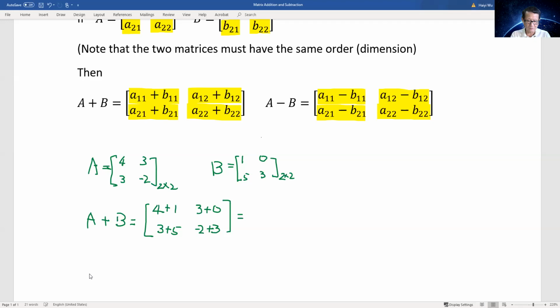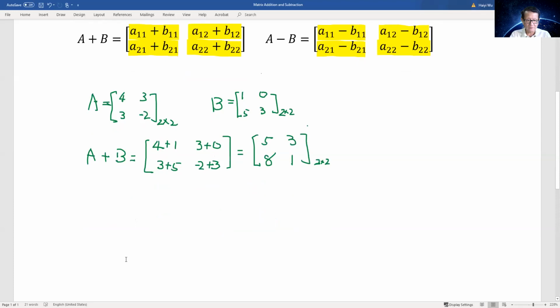Let's simplify. The answer will be 4 plus 1 is 5, 3 plus 0 is 3, 3 plus 5 is 8, and -2 plus 3 is 1. So that's the answer. You can see we're adding those 2 by 2 matrices, so the answer is still 2 by 2. The dimension is unchanged. That's how we add.